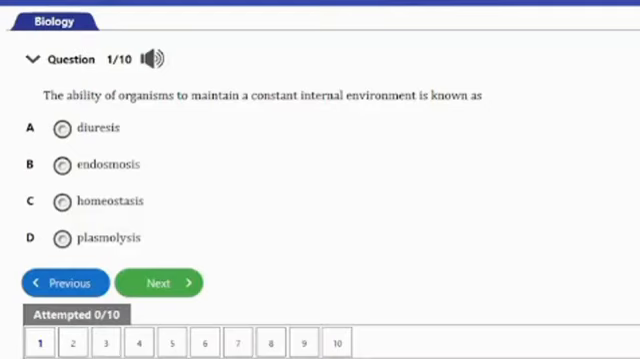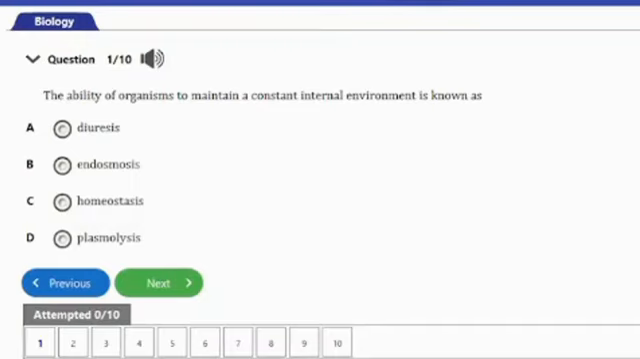It says, the ability of an organism to maintain a constant internal environment is known as A. Diuresis, B. Endosmosis, C. Homeostasis, and D. Plasmolysis. The answer to this question is option C. Homeostasis is actually the ability of an organism to maintain a fairly constant internal environment. So that's it for that question.